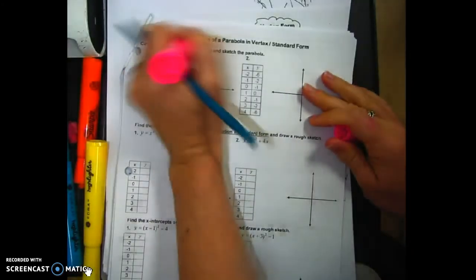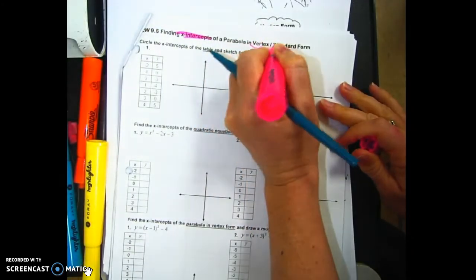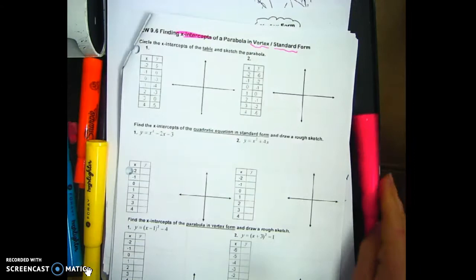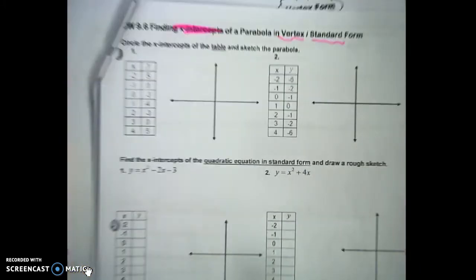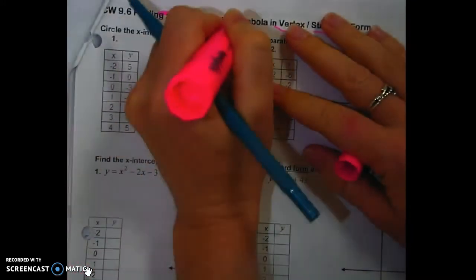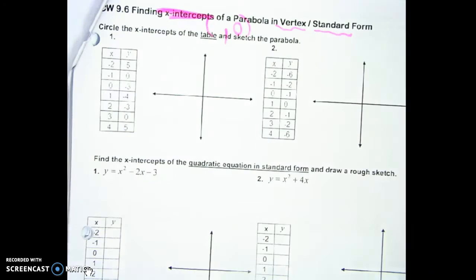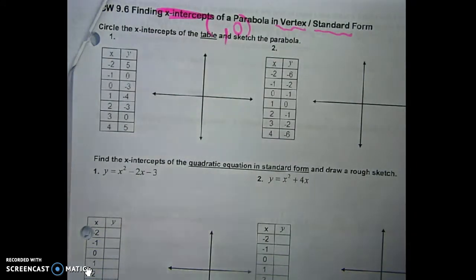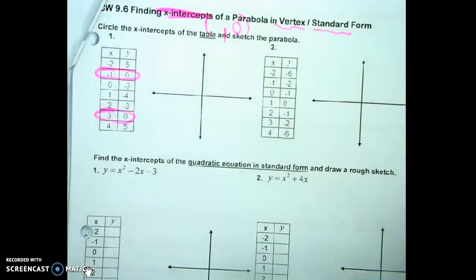So we're going to focus on different ways to identify the x-intercepts of a parabola in vertex form and in standard form, okay? Before we do that, though, we're just going to start with using a table to get the answer. So an x-intercept is something that has a 0 in the y-axis. So let's look at the table here, and if you look, that's (-1, 0) and (3, 0).